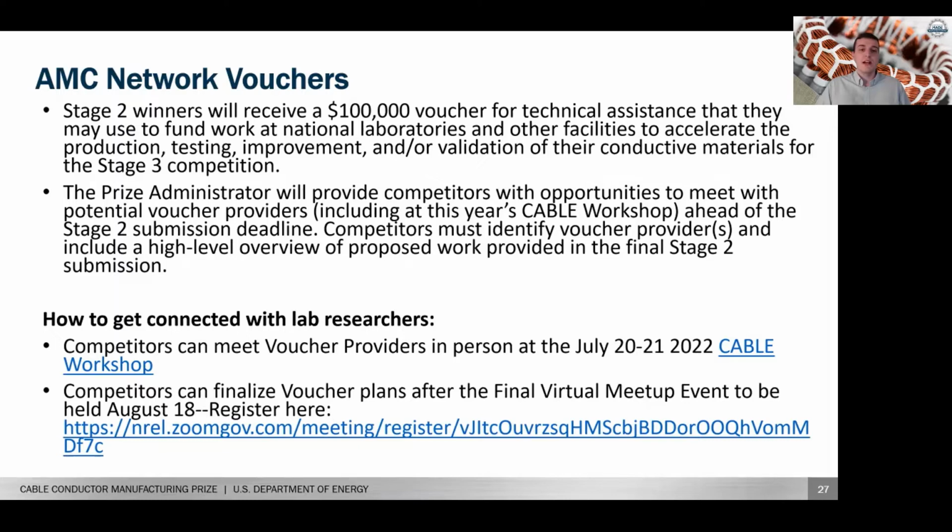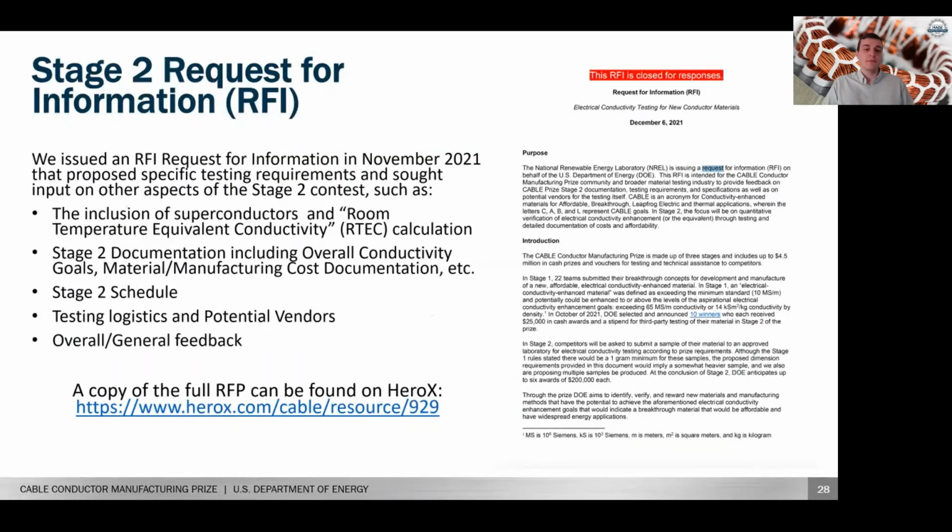competition. Prize administrators will provide competitors with opportunities to meet with potential voucher providers ahead of the Stage 2 submission deadline. Competitors must identify voucher providers and include a high-level overview of proposed work provided in the final Stage 2 submission. Two upcoming events where competitors can meet voucher providers are the in-person event at the July CABLE workshop and the final virtual meetup event to be held on August 18th. Please see the links in the chat for registration information for these events.